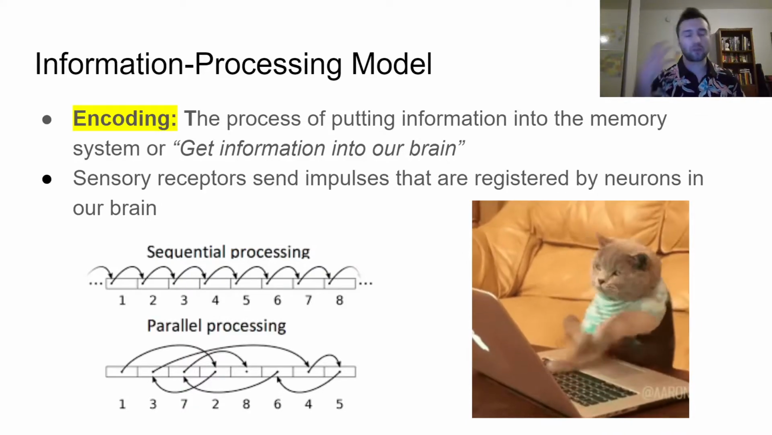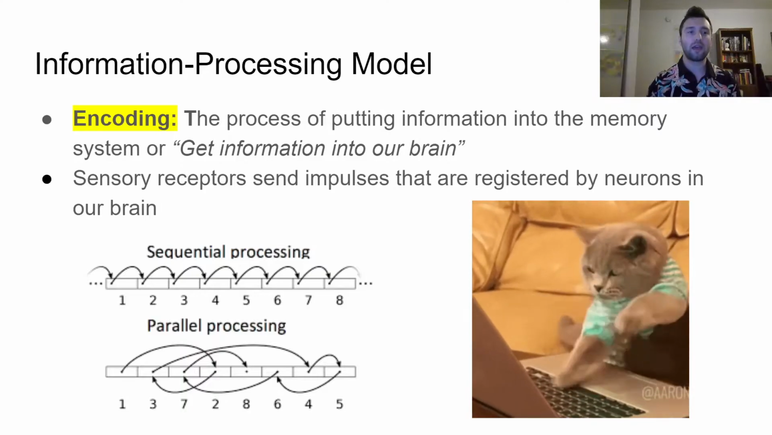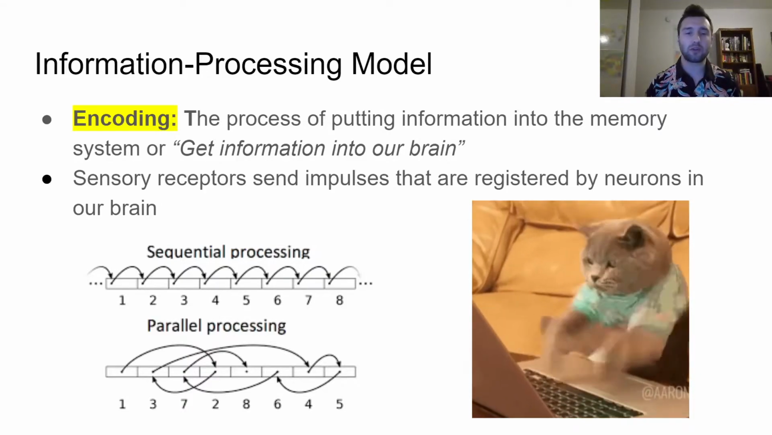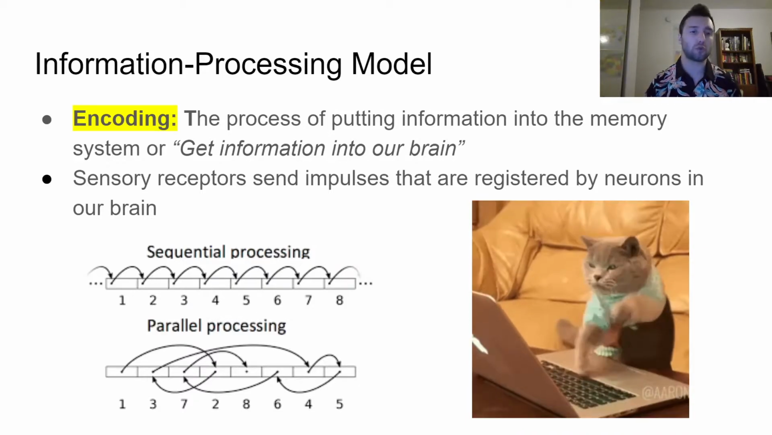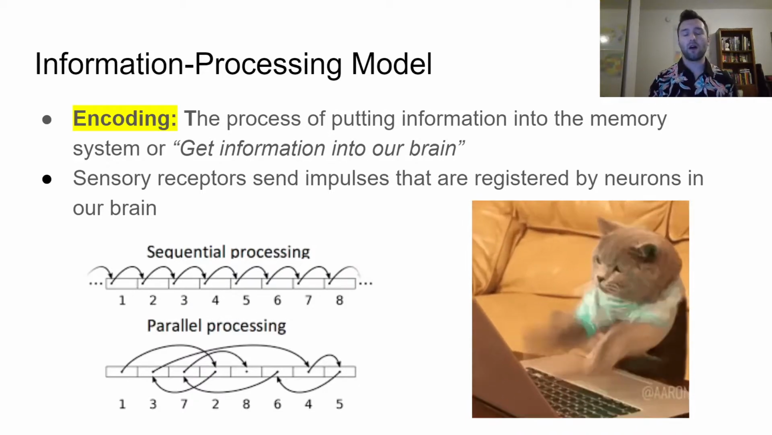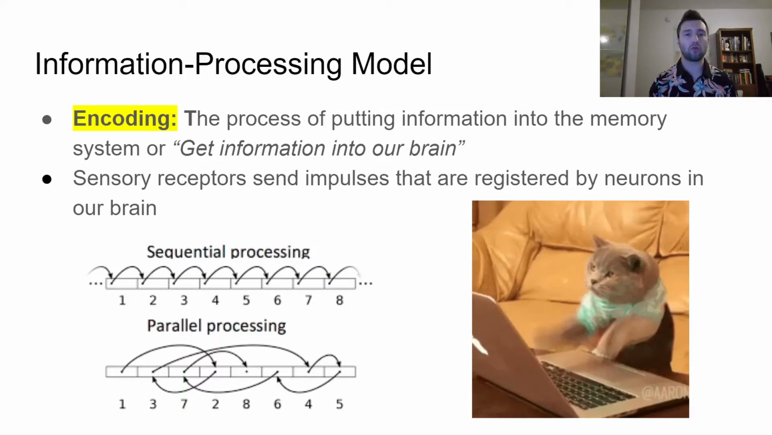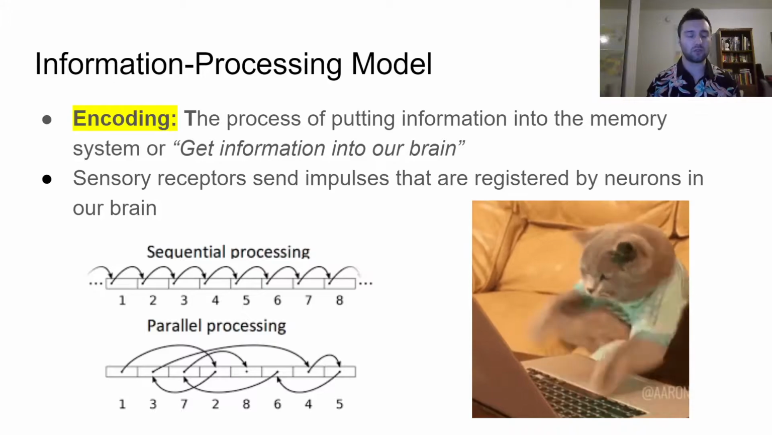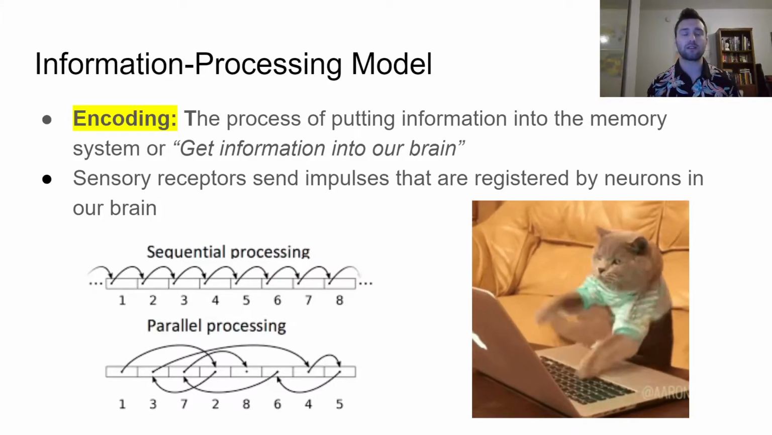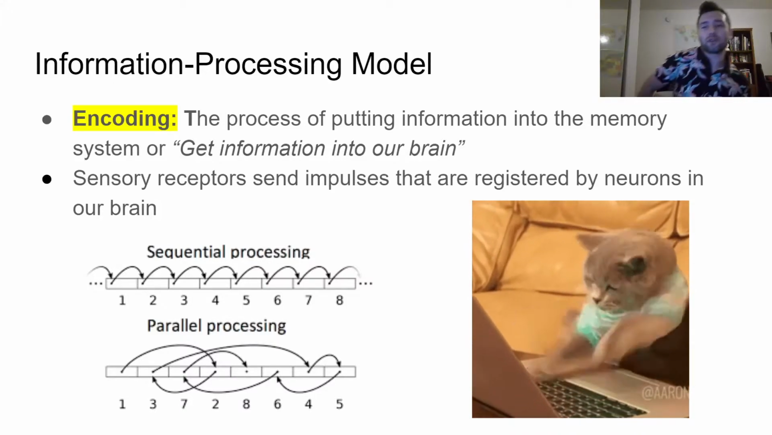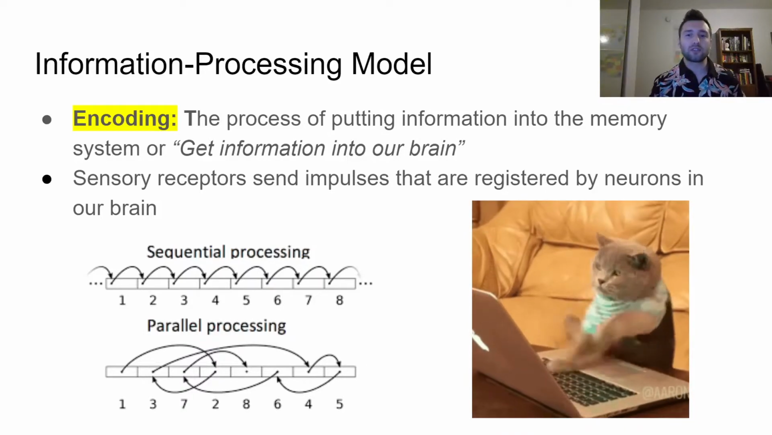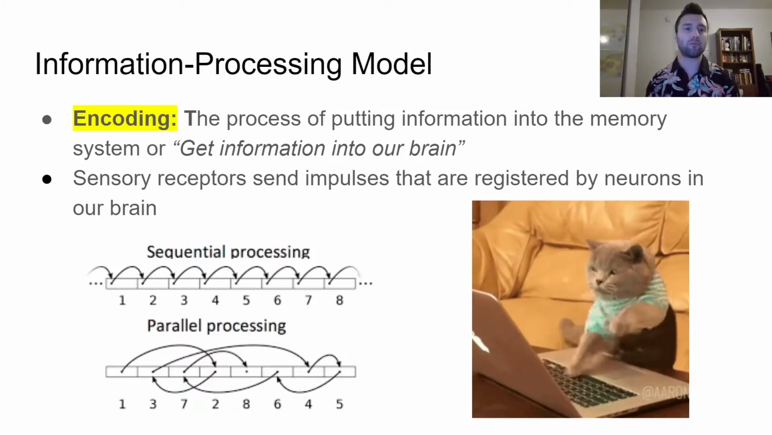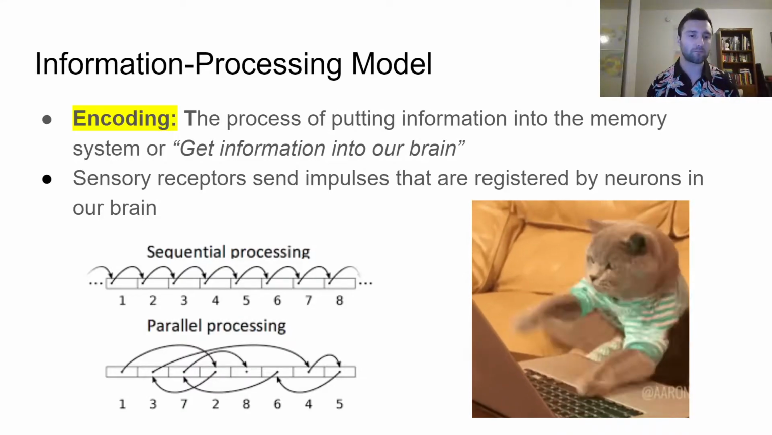That's the encoding part. You're taking information from the world and bringing it into your memory system. Really simply put, it's getting the information into your brain. Obviously, the way this happens is through our senses. So we're going to have sensory receptors that send impulses, just like we talked about in the sensation perception unit, that are registered by different neurons in the brain, and that's all going to be our encoding.